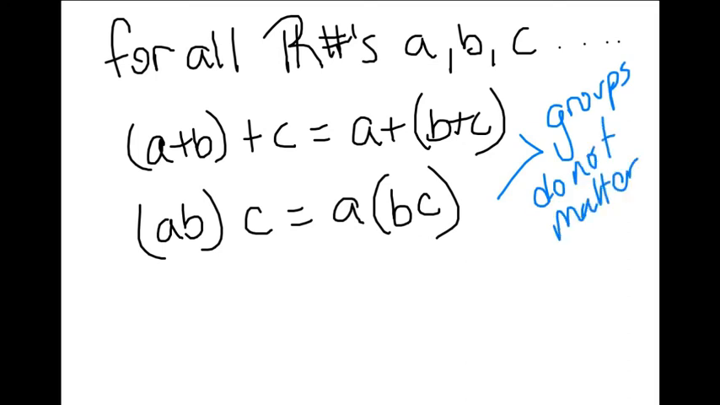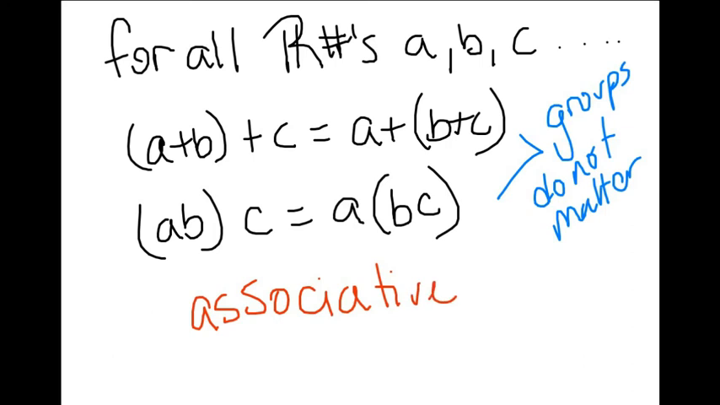And do you remember what that's called when your groups do not matter? Well, it doesn't matter who they associate with, so we call it the associative property. So the associative property of real numbers says that when I have addition, I can group them however I want and still get the same answer. And when I have multiplication, I can group them however I want and still get the same answer. As long as the catch is, it's either all addition or all multiplication.